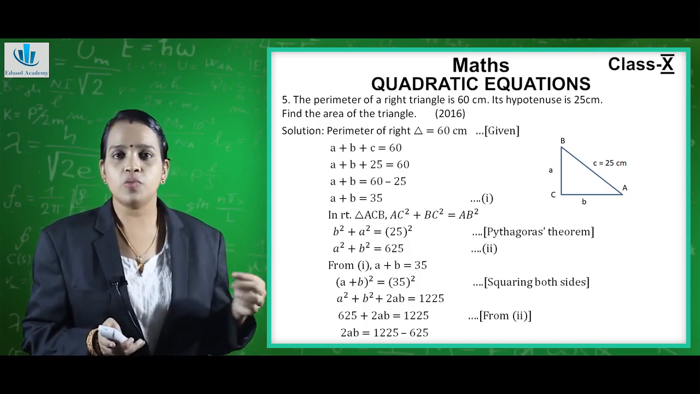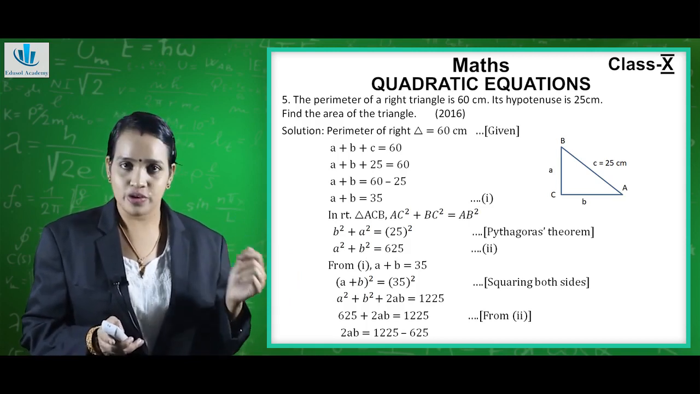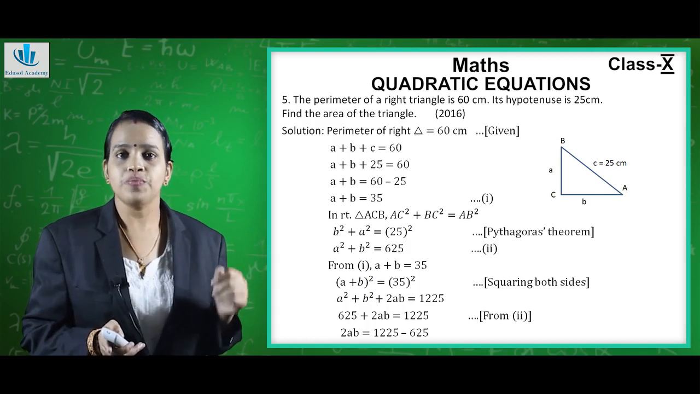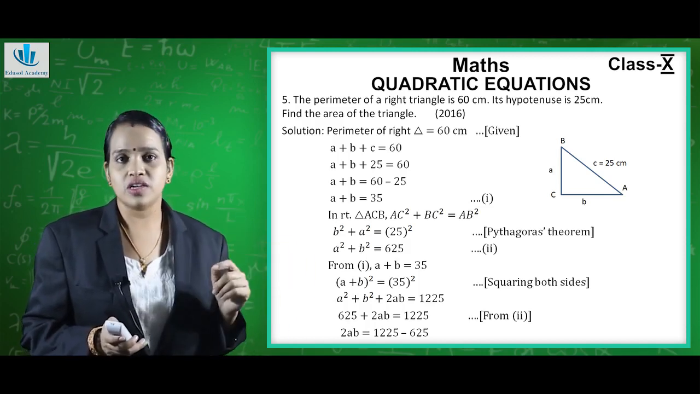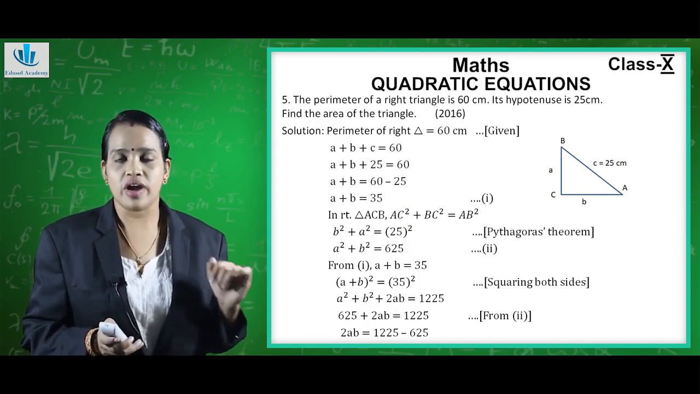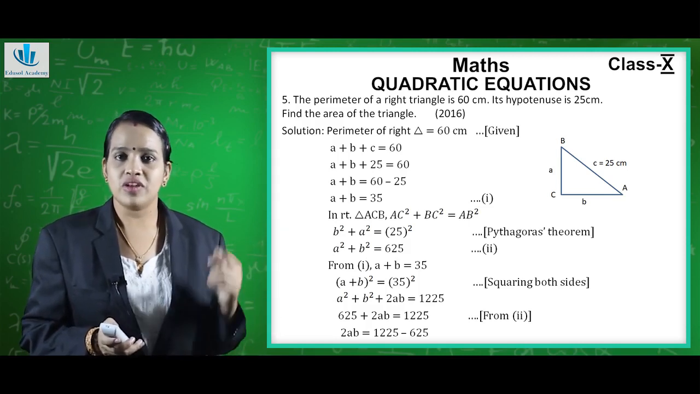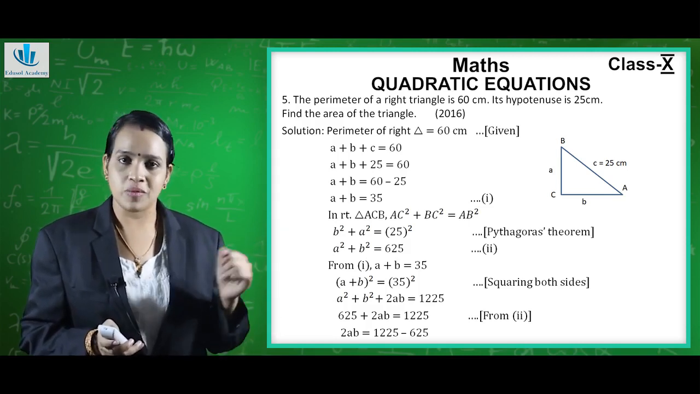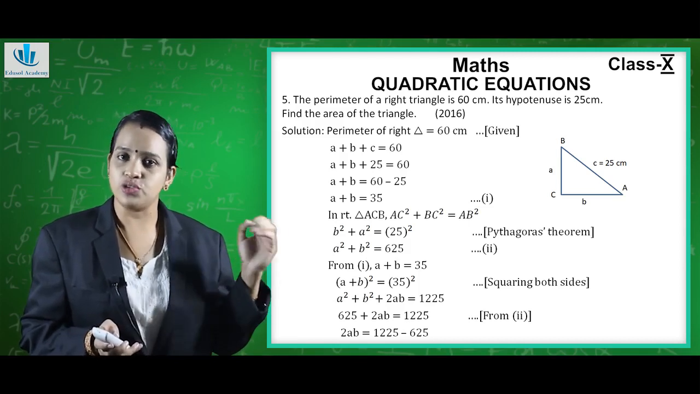So B raised to 2 plus A raised to 2, we can write it as A raised to 2 plus B raised to 2 equal to 25 square, you know, it is 625. We will call it equation 2, and our first equation is A plus B equal to 35. Now from 1 we have A plus B equal to 35. That means we can square both sides, so it becomes (A plus B) whole raised to 2 equal to 35 raised to 2.